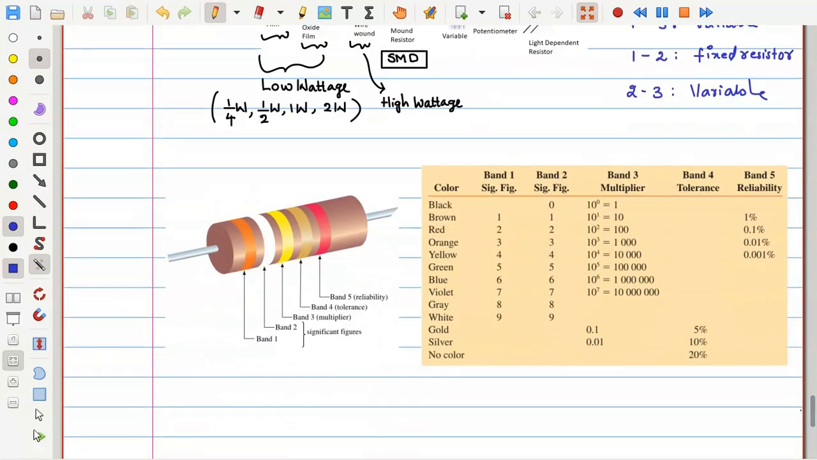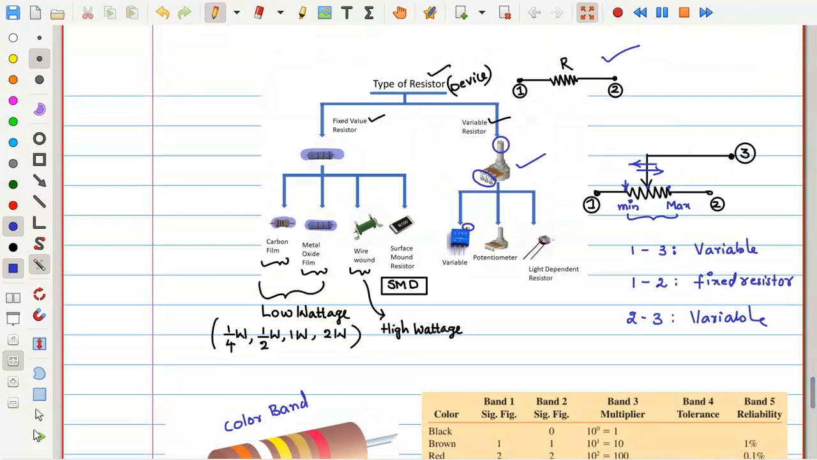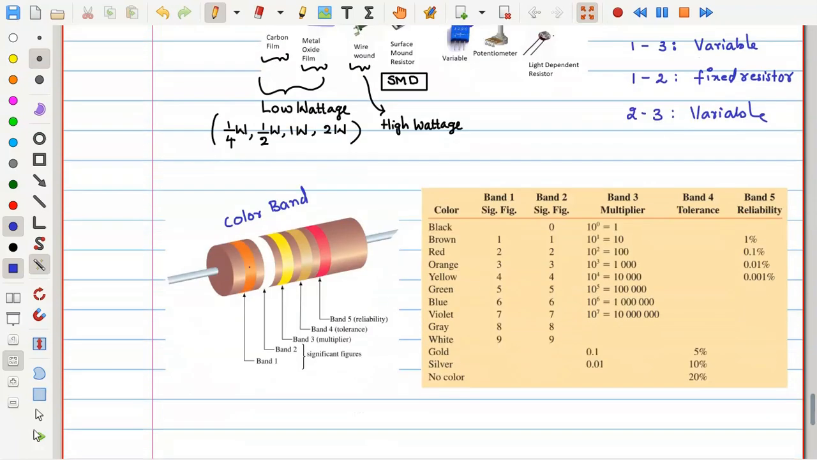Right. So now most of the low wattage resistors will come with this kind of color band representation, color bands. Why? Because it is difficult to print on them the values of how much resistance is offered by the resistor. So these are compact in size. What the manufacturer will do is represent its resistance value in terms of these bands. Then how to calculate once these bands are given to us?